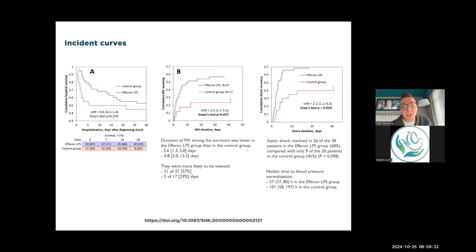And these are the main results of the study. Left is cumulative hospital survival, then cumulative mechanical ventilation weaning, and right, the primary endpoint, cumulative shock recovery. You can see that septic shock and mechanical ventilation duration was almost 2 times shorter in the Efferon LPS group, and the chance to successfully wean from this aggressive organ support was almost 2 times higher in the Efferon LPS group. Cumulative hospital survival was higher in the Efferon LPS group, but unfortunately the study was underpowered to show statistical significance for 28-day survival rate, but still it was observed.